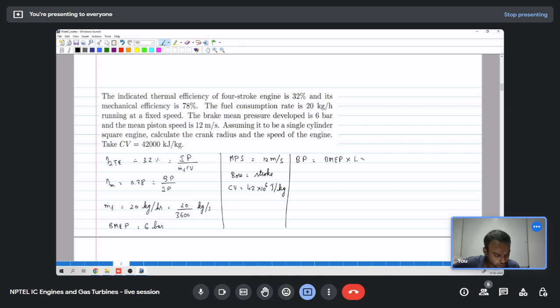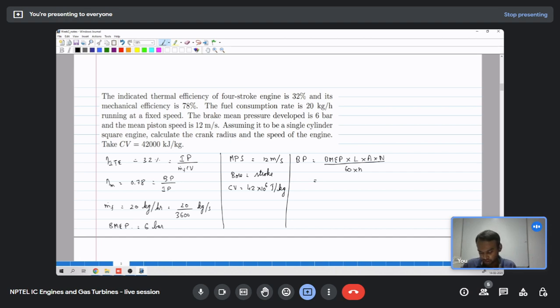into L into A into N by 60 into small n. So here the small n, since it is a 4-stroke engine, we have this small n as 2. N is 2 for a 4-stroke engine.